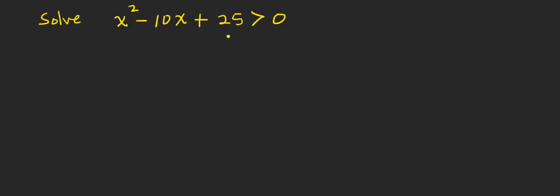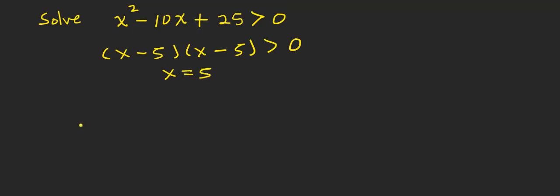Now let's take a look at this example here. We got to find when x squared minus 10x plus 25 is greater than 0. Fortunately, this is factorable. This is x minus 5, and this is x minus 5. So we have x equals 5 that can be used in our sign chart. But notice, when x equals 5, when you plug in 5, this whole thing becomes 0, right? And 0 is not greater than 0. So keep that in mind.